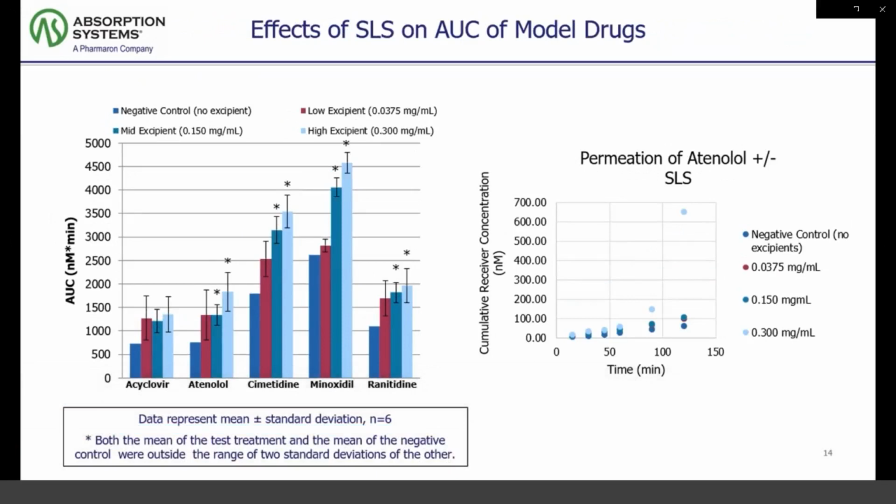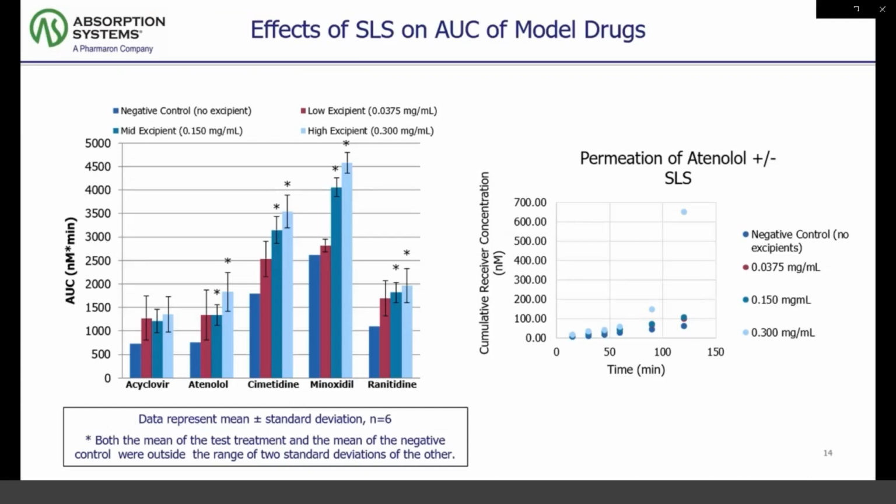SLS is the one excipient that consistently increased the permeation of all of the model drugs, indicated by the asterisks. Acyclovir was not flagged as different because of the magnitude of the standard deviations, but was clearly trending higher than the control. And I want to point out the modest increases in AUC with increasing SLS concentration.